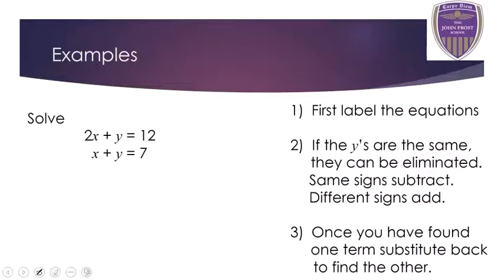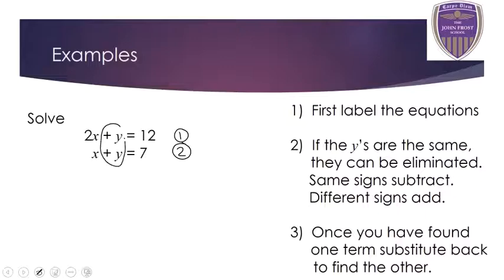So the first job is to label both equations. I will label the top equation number 1, and the second equation number 2. What we are looking to do is use an elimination method to help us find one of the two variables first. The variables in this case are x and y. I am going to look to eliminate y on each occasion of these examples so that we will find x first.